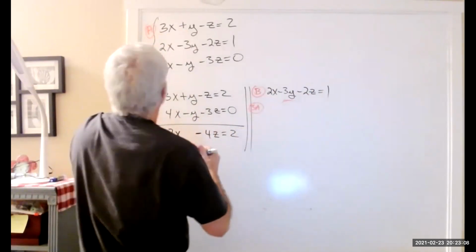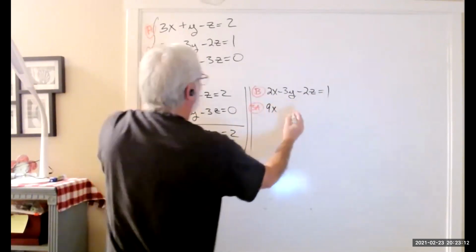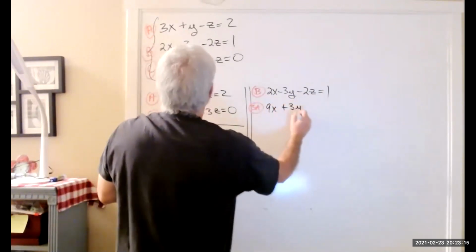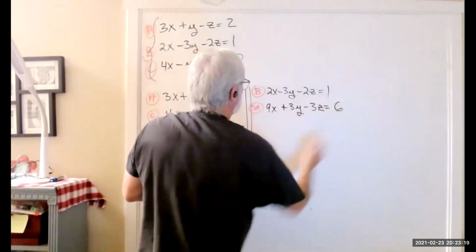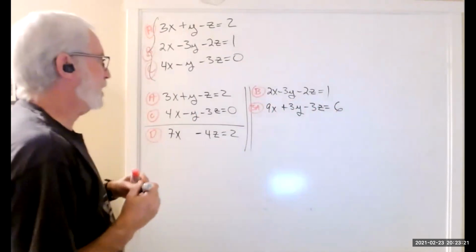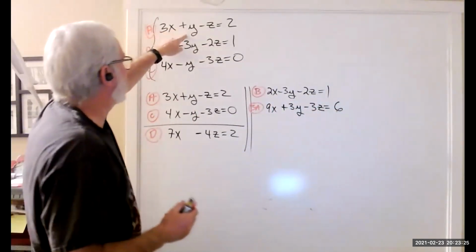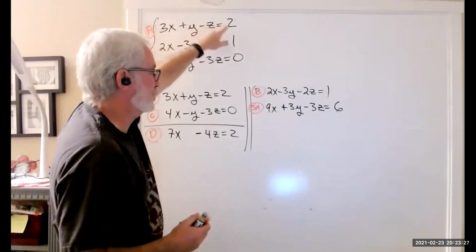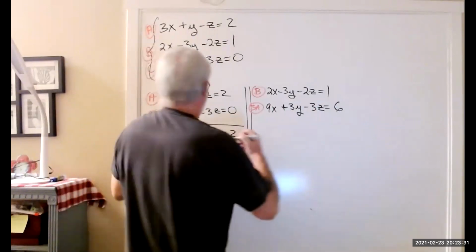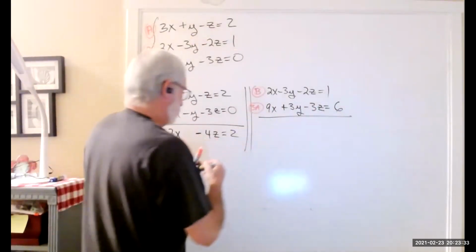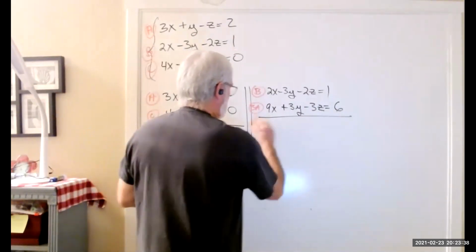So I have 9x plus 3y minus 3z equals 6. Did I do that one right? 3 times A, 9, 3, negative 3, 6. Okay, cool. If I add these together, this is where I've created my equation E.